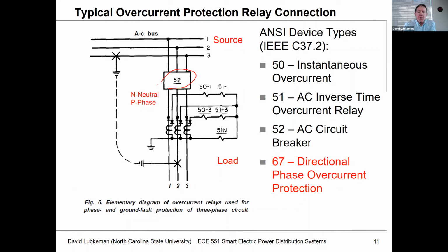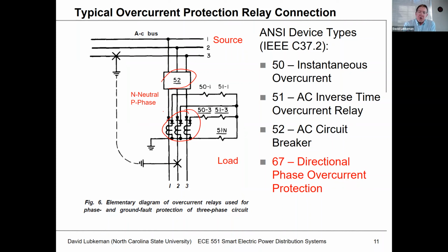A 52, this is an ANSI device type that represents a circuit breaker. And then what you see here is you see three currents being measured. You're measuring a phase A, a phase B, and a phase C current. And so if you have these connected in Y, you can also get the series combination of these currents. That'll turn out to be the neutral current.